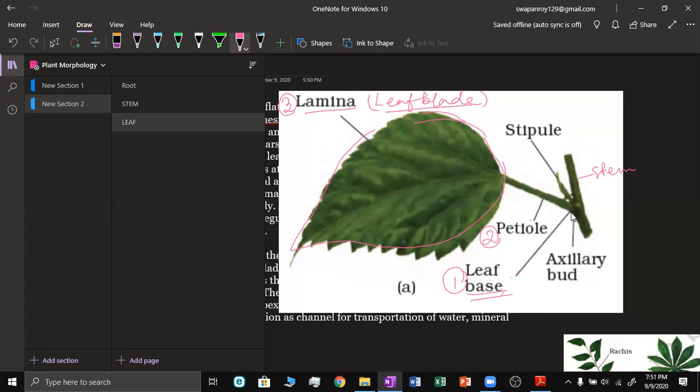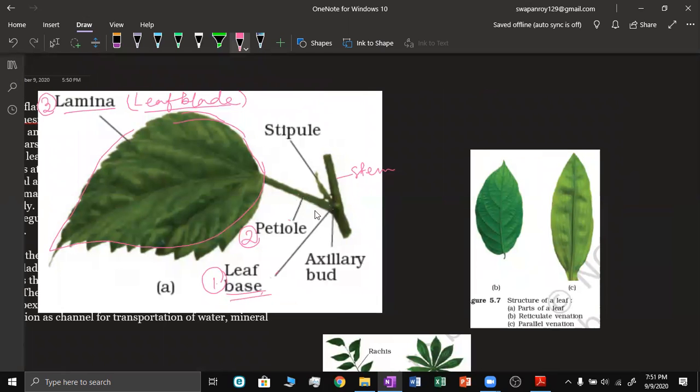At the leaf base, where the leaf is attached to the stem, in some plants, say here, from here the leaf is coming out, near the leaf base some structure is also found. Not in all plants. These two lateral ones, this is one pair, are known as stipules.